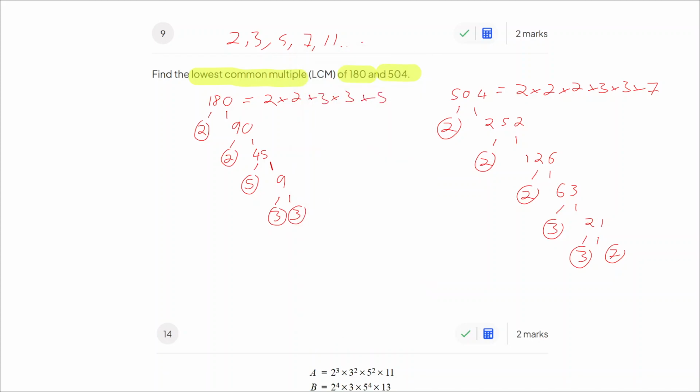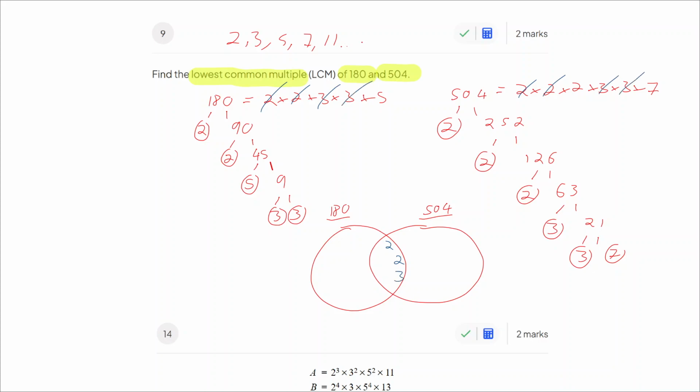Now, we're not finished. We want to get the lowest common multiple. So let's draw in our Venn diagrams now, over here and over here. The first circle is for my number 180, and the second one is my number 504. What is common to both numbers? We've got a 2 and a 2, they can go in both. Another 2 in both. You've got a 3 and a 3 in both. Another 3 in both. And that's it. The 5 just belongs to 180, a 2 to 504, and a 7 also to 504.